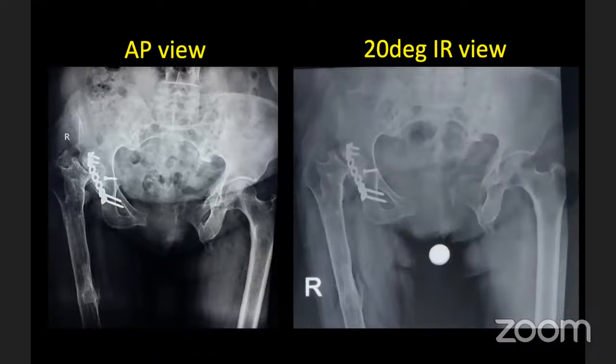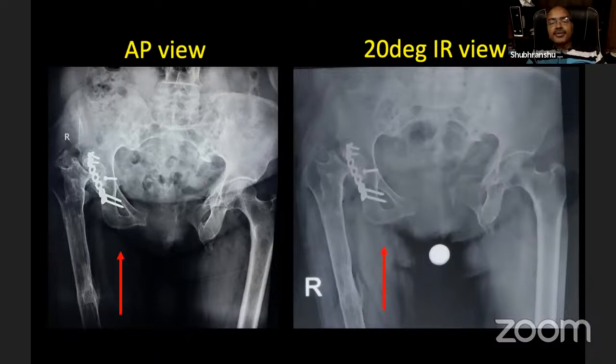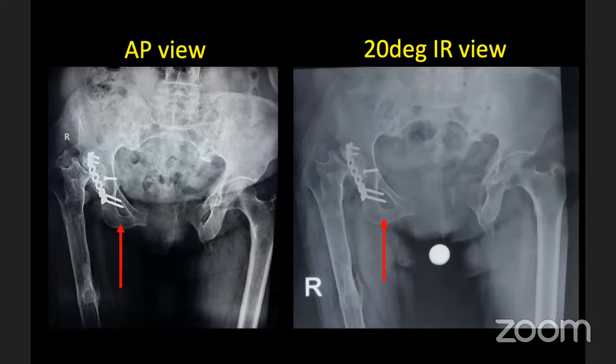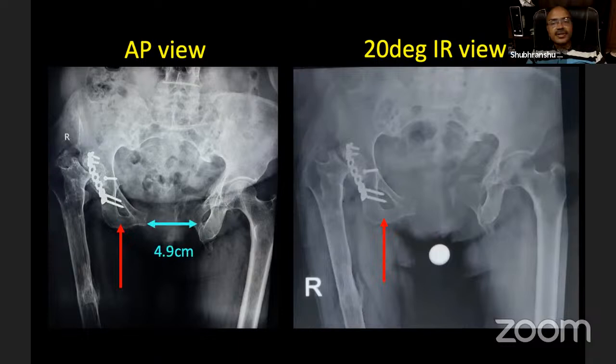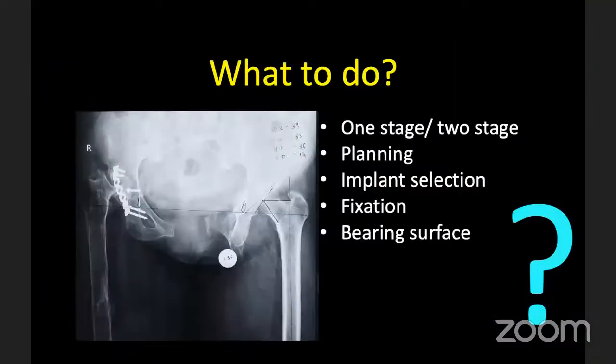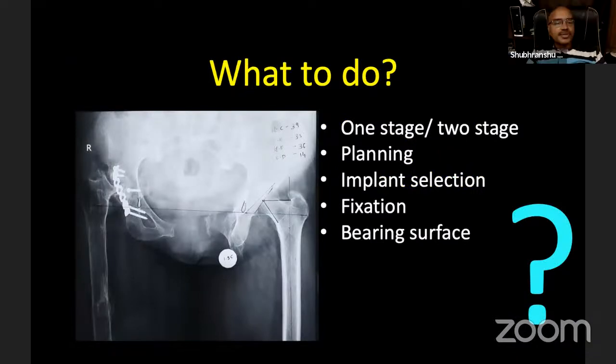No, that is the AP view of the pelvis. So we took a 20-degree internal rotation view to see the obturator foramen clearly in order to assess the cup. The pelvic diastasis is about 5 centimeters, as we measured. So this is a 5-year-old diastasis. So what to do now? One stage, or two stage: take out that plate also from the acetabular side, and in the second stage do the total hip replacement.